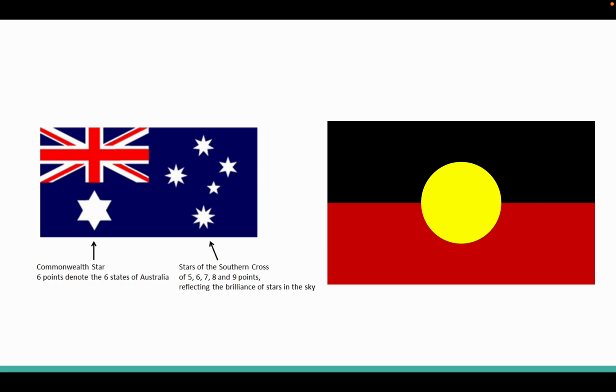So this is the Australian flag. You can see that on the left you have the Union Jack, and then the six stars that show the six states of Australia. Like in the US, there's 50 states. In Australia, there's 6 states.